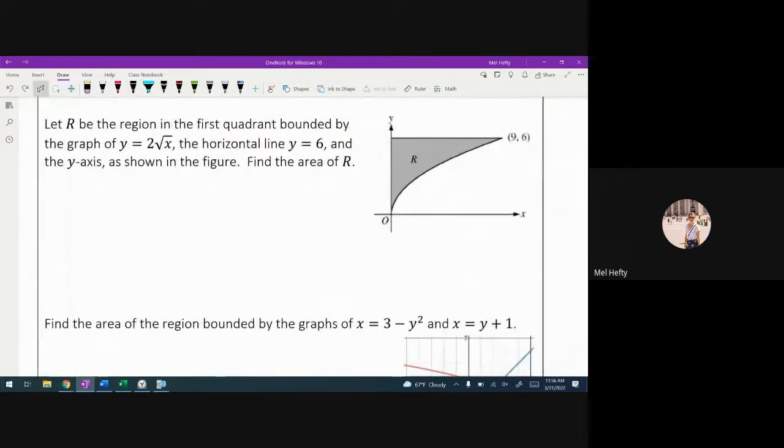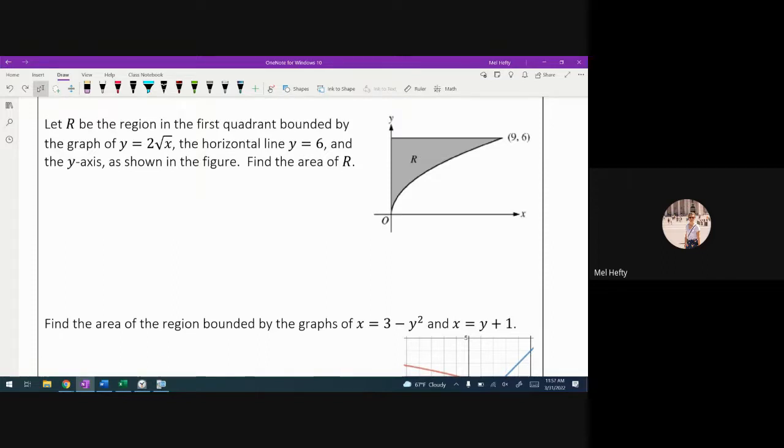Not really worse, just different. So the cool part about these is I can actually do them in terms of y as well. I'm going to show you that in a second after you try to do this one in terms of x. So will you try to set up exactly what we've been doing?